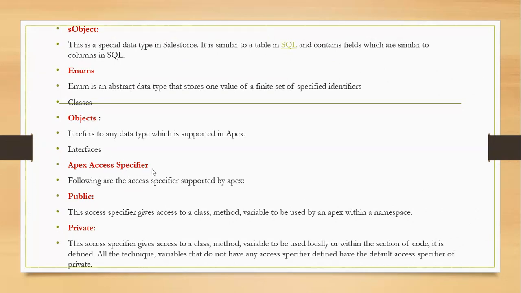Apex access specifiers. Following are the access specifiers supported by Apex. Public: this access specifier gives access to classes, methods, and variables to be used by Apex within the namespace. Private: this access specifier gives access to the class, methods, and variables to be used locally, within the section of code in which they are defined. All inner class variables that do not have any access specifier defined have a default access specifier of private.